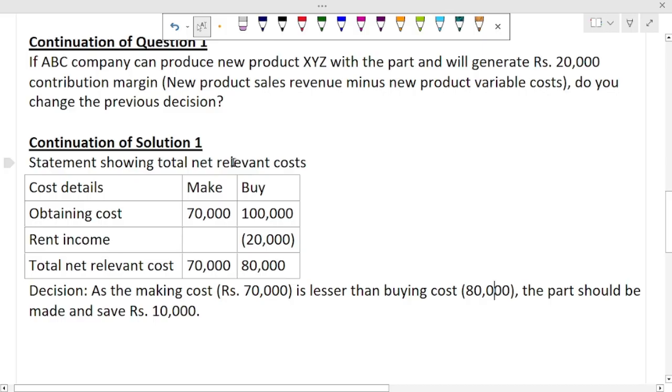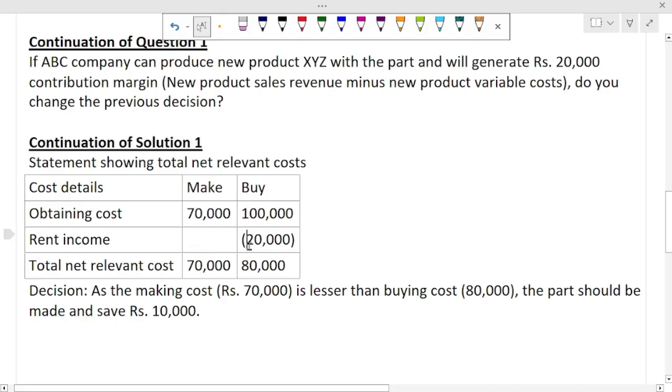Statement showing total net relevant cost. So the cost detail to make it is 70. We've known that one before. So the obtaining cost for making is 70. The obtaining cost for buying is 20. But the rent income for making, we did not rent; for buying, we rent.